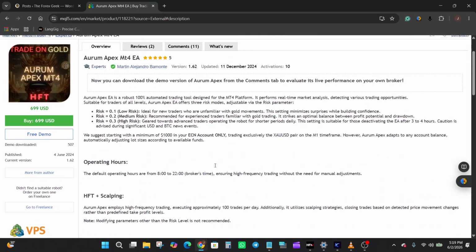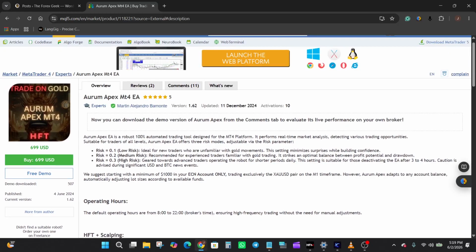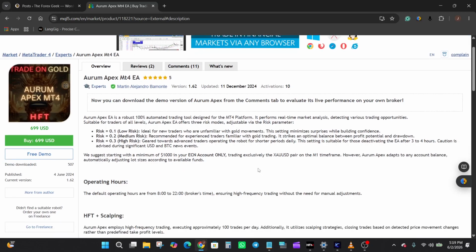Now, looking through the description, the EA is presented as an automated tool that performs real-time market analysis and searches for trading opportunities without requiring constant user involvement. The developer states that it is suitable for traders of different experience levels by offering 3 predefined risk modes.